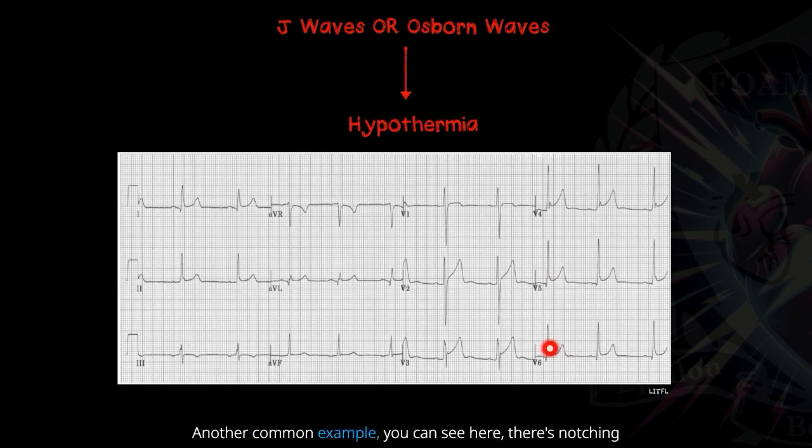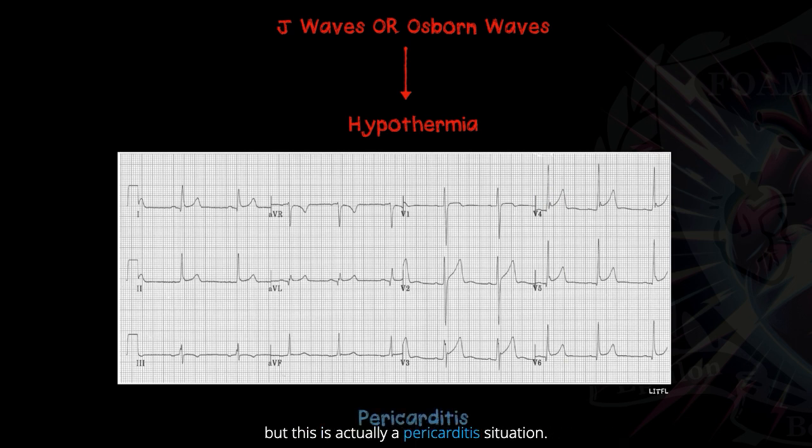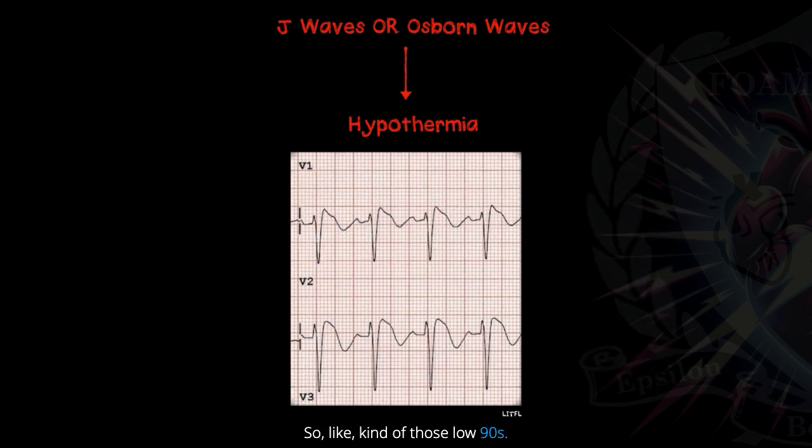Another common example, you can see here, there's notching throughout, and this could easily be mistaken for somebody who has just a slight drop in their core temperature, but this is actually a pericarditis situation. So pericarditis could also be a mimic of these Osborne-looking waves when we're just initially getting that drop in temperature, so those low 90s. And then finally, another example to be wary of is a Brugada pattern, which is a cause of sudden cardiac death and syncope. And this also looks very similar to these Osborne waves.